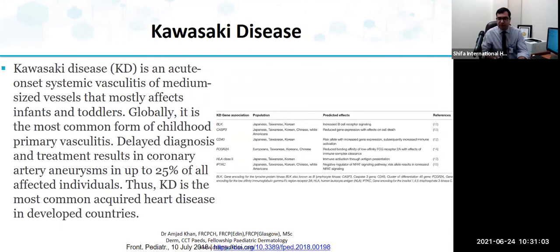Now, Kawasaki disease, this is a medium-sized vasculitis, vessel involvement. Usually, dermatology is less of an issue. The main issue is the coronary aneurysm. So if we pick it up early, we'll treat it early. There are some genetic associations, but not for clinical practice. It's more in Korean, Taiwanese, and Japanese or sort of Chinese population.